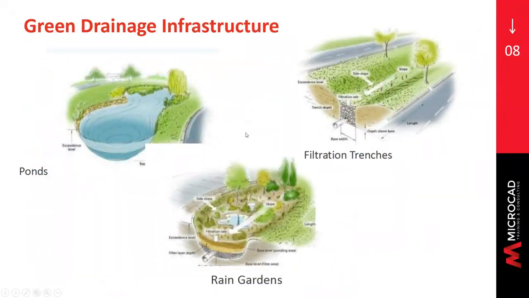Some of the green drainage infrastructure that you can add and have calculated automatically with InfoDrainage are, of course, ponds, which you can do with storm and sanitary analysis also. But then here's an example of a filtration trench. And here's a rain garden. Oh, too far.